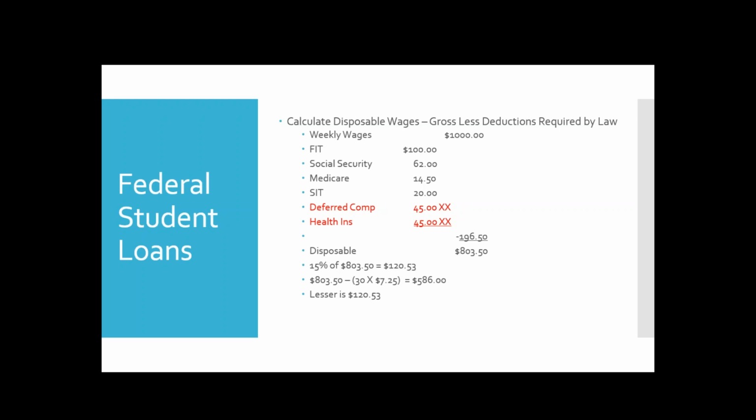$120.53. Or we take our disposable wages less 30 times minimum wage, and that gives us an amount of $586. So the lesser of those two amounts is $120.53. So that would be our withholding for the federal student loan.